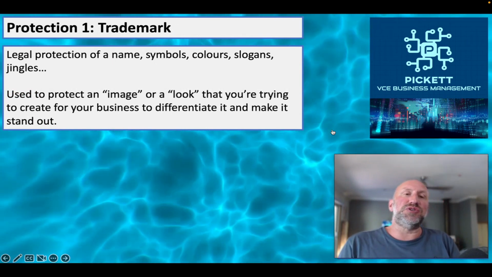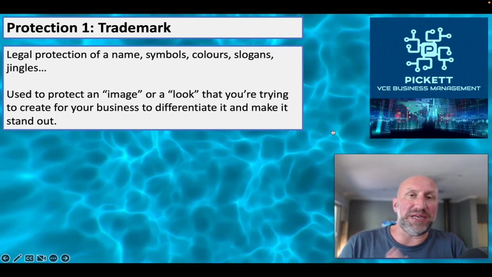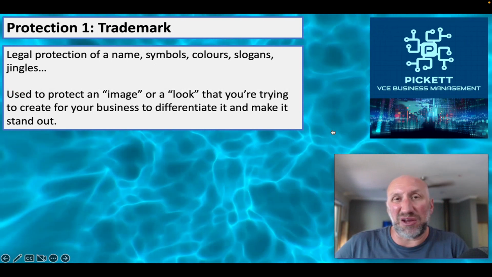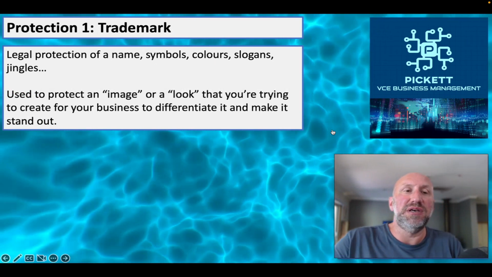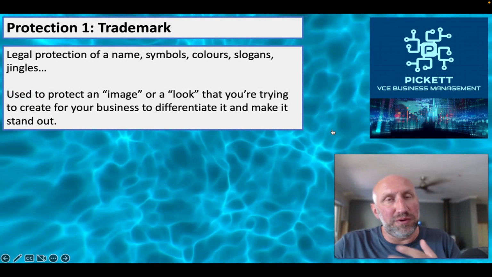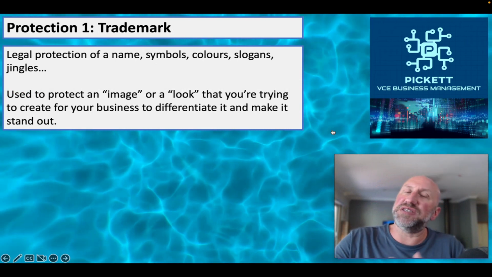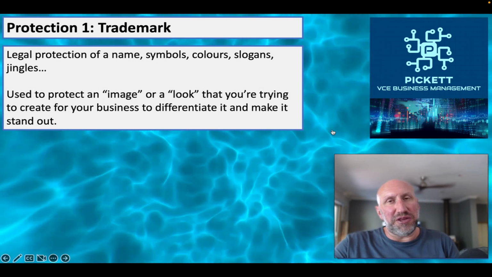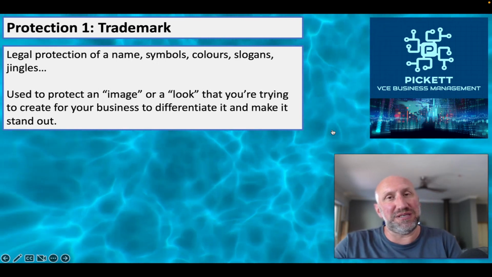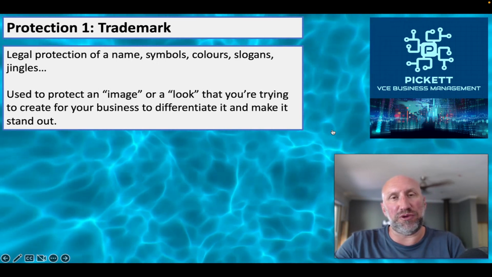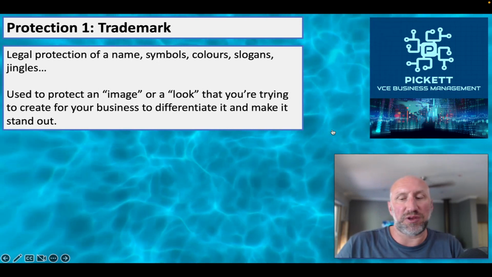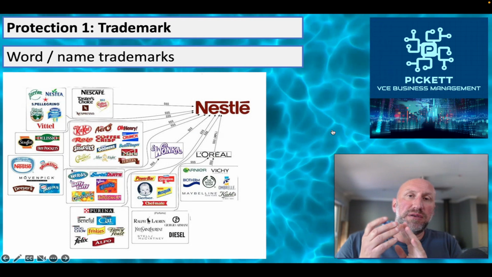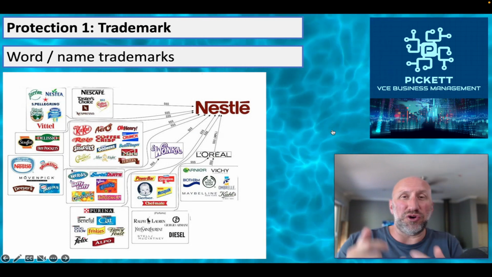A trademark is simply legal protection of a name, a symbol, a color or a combination of colors, a slogan, a jingle, all that kind of stuff. It's used to protect an image or a look that you are trying to create for your business to differentiate it from all the others and make it stand out. So you can trademark a word or a name.